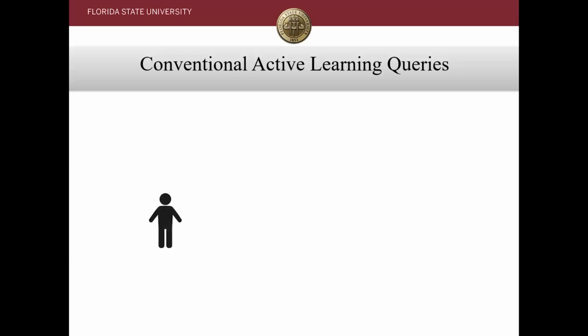Now, how does a conventional active learning query look? Let's think about that. Let's say we are working with image recognition. I'm going to take image recognition as an application because I extensively work with computer vision data. So we have a bunch of images and we want to train a machine learning model and we want to do active learning on top of that.